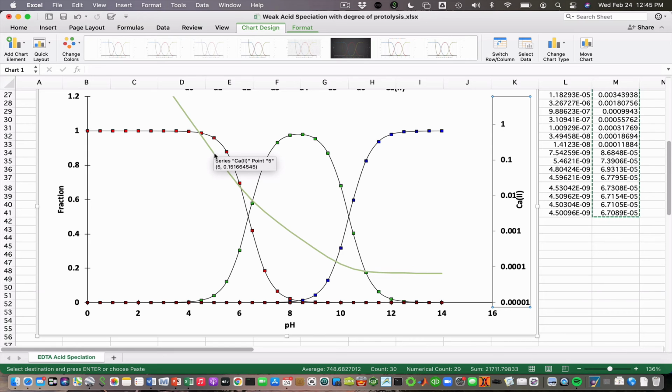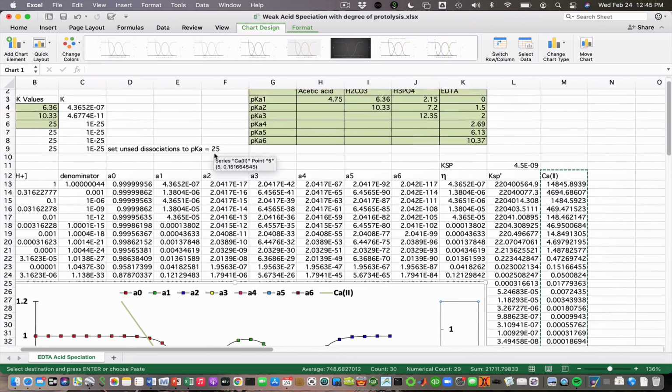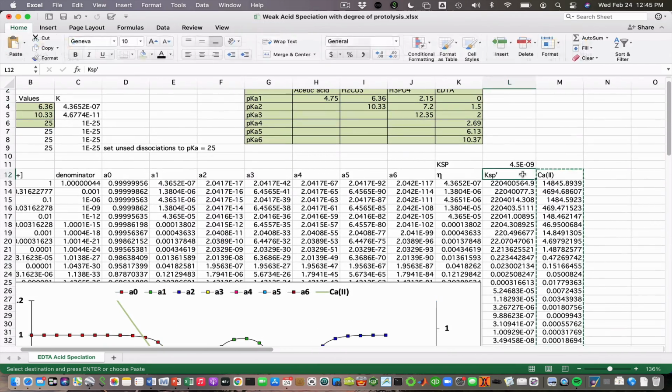So let's think about what we did. We took the degree of proteolysis, these alphas, we used it to compute the side reaction. We recognized that this solubility is a function of that side reaction, so we calculated a conditional KSP here. And then once we had the conditional KSP, we could just do our solubility problem, and we're done. Okay. So, and now you can do any pH you want. And so this is now in your toolkit.